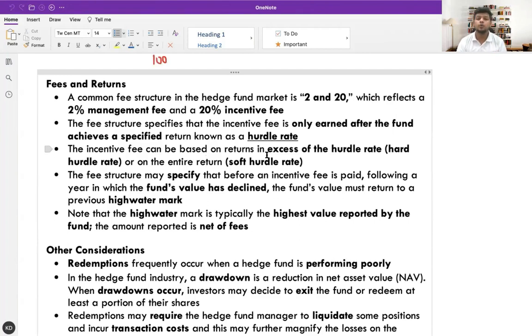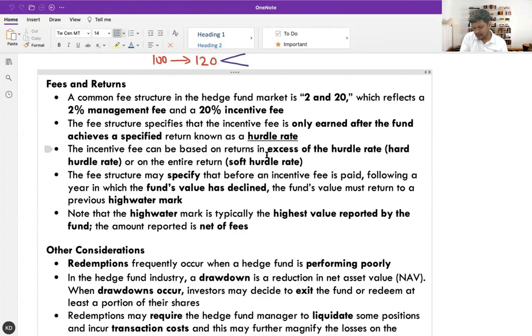What was the fund's value? 100. The hurdle rate is 15%. That means the fund has to achieve at least 15%. Am I correct? Now, if the fund's value is 120, has it breached the hurdle rate? Yes. It has breached the hurdle rate. Am I correct? Yes.